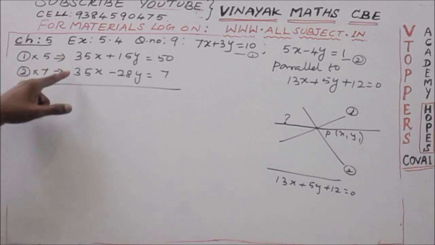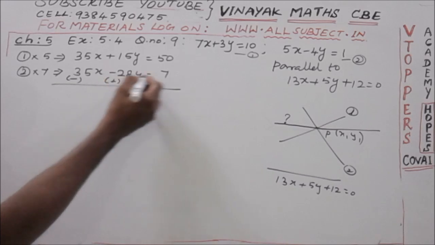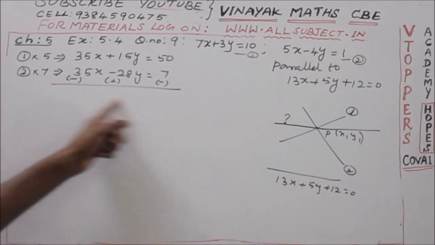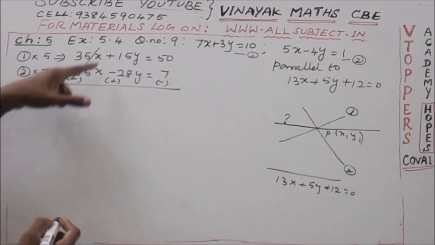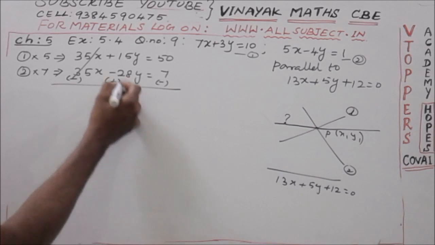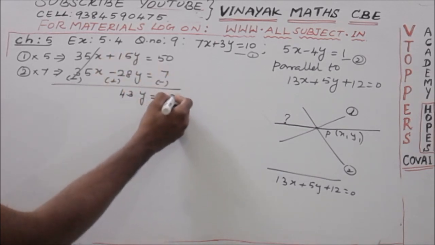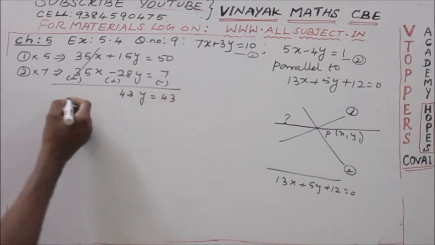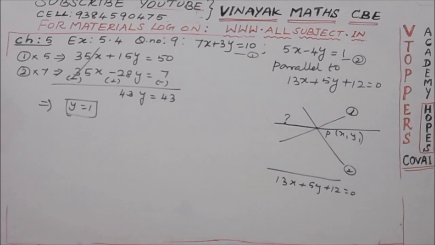Now we have equal coefficients with equal signs, so change the sign of all the terms. That is, cancelling these two, they get subtracted to 0. Now here 15 plus 28 is 43, and then 43y equal to 43, which implies y equal to 43 by 43 equal to 1.